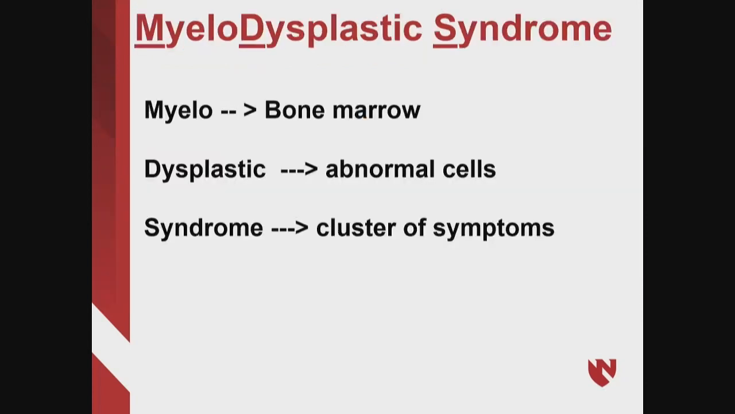So myelodysplastic syndrome, MDS: myelo refers to bone marrow. Dysplastic indicates that the cells in the bone marrow or blood do not look normal, they look dysplastic. And syndrome often refers to a collection of several different symptoms and abnormalities. So essentially, MDS means that the bone marrow is not working well, and it's causing low blood counts and other problems.